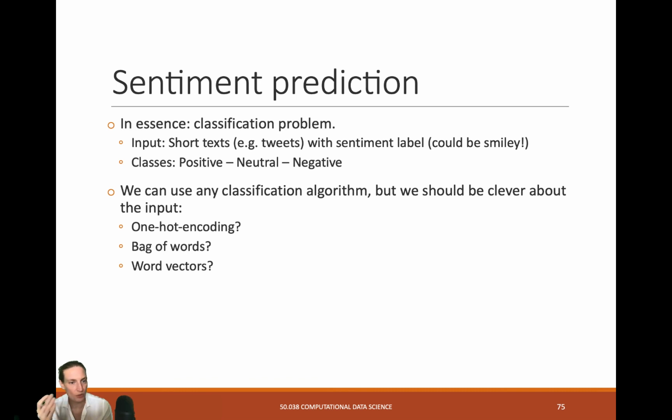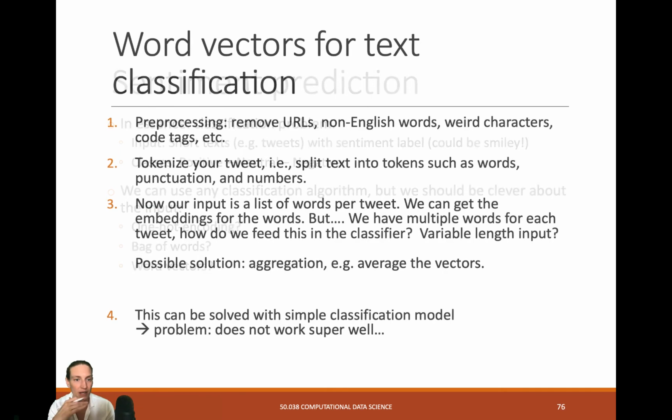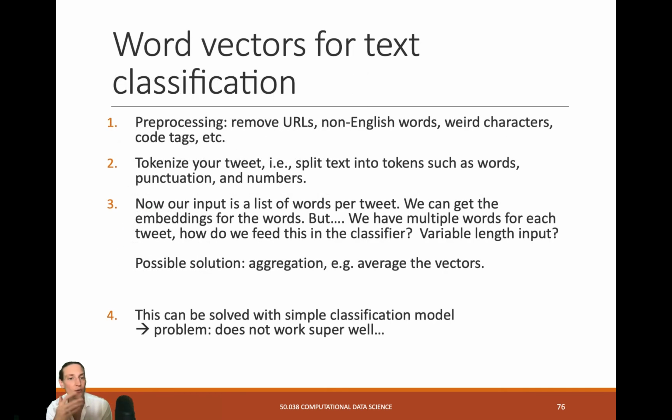Do we use a one-hot encoding, SVD, bag of words, term frequency, IDF? Or do we use something like word vector embeddings? Let's explore the latter. If we use word vector embeddings, we always do some pre-processing with NLP. So we're removing non-English words, doing some spam detection, removing code, weird characters and tags, etc. That's actually sometimes the hardest part. Also in the lab, this is the most confusing part.